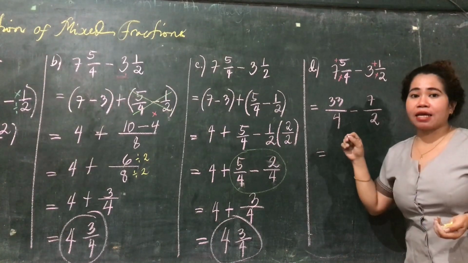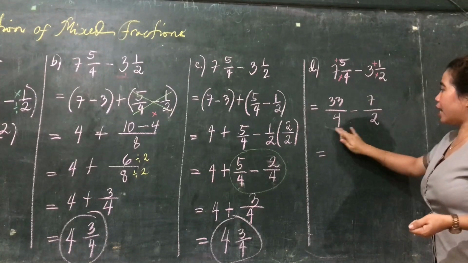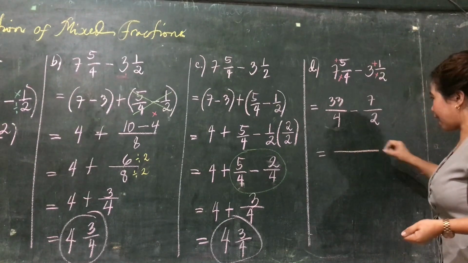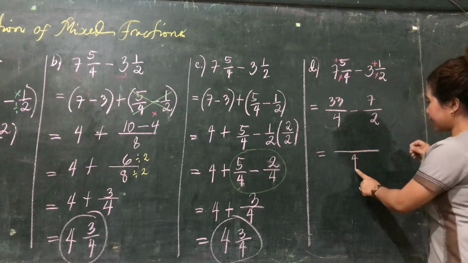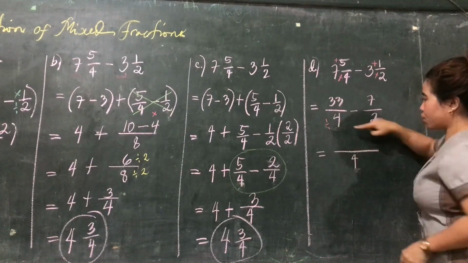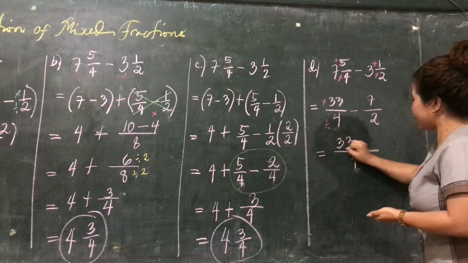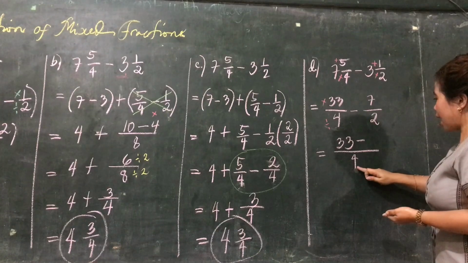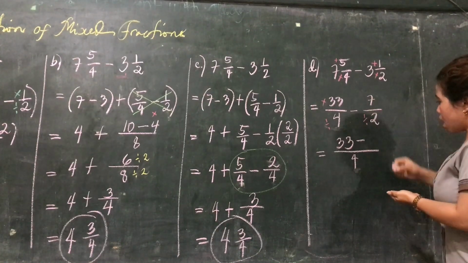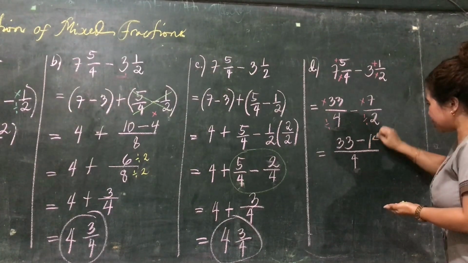We can cross multiply, which children call the butterfly method, or we can use the LCD. So let's use the LCD. Let's pick 4 as the LCD. Divide it here: 4 divided by 4, the answer is 1. 1 times 33, you have 33 minus. Here, 4 divided by 2, you have 2. Then multiply that 2 by 7: 2 times 7, you have 14.